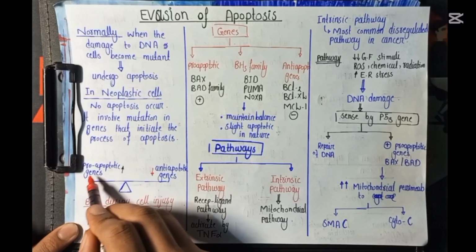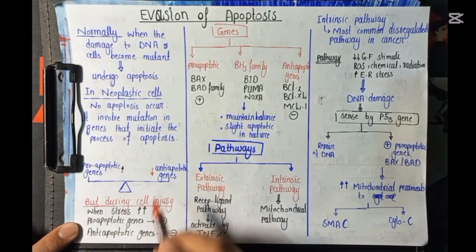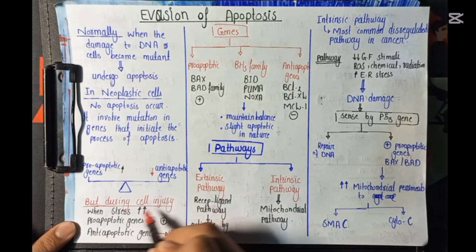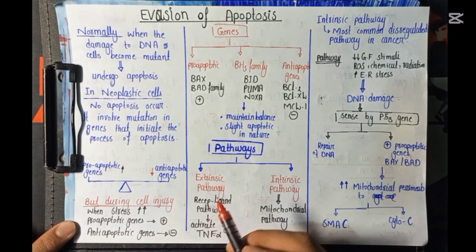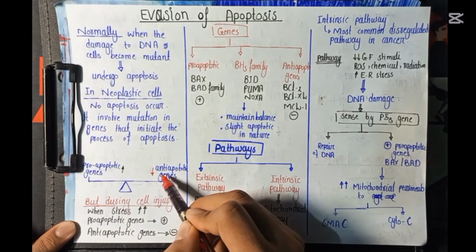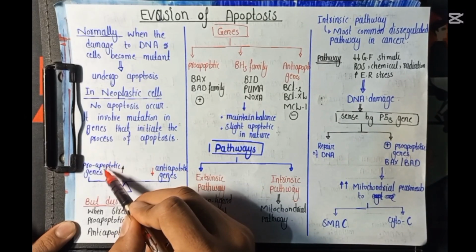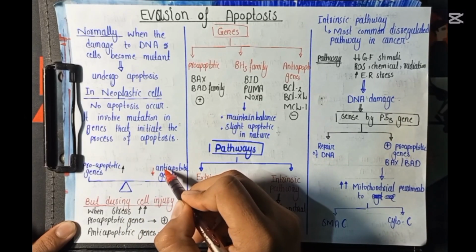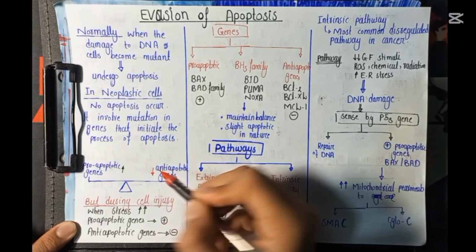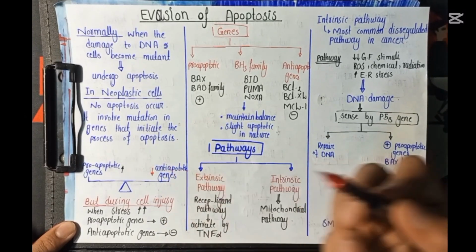Normally, there is a balance between the proapoptotic and the antiapoptotic genes, but during cell injury, when the stress on the cell increases, there is activation of the proapoptotic gene and inhibition of the antiapoptotic gene, and hence they will lead to the process of apoptosis. But in a neoplastic cell, there is a gain of function mutation in the anti-apoptotic gene and a loss of function mutation in the pro-apoptotic gene. So when the anti-apoptotic genes are activated and the cancer goes on, there will be no apoptosis, and the cell becomes immortal and will divide rapidly and lead to the neoplastic changes.